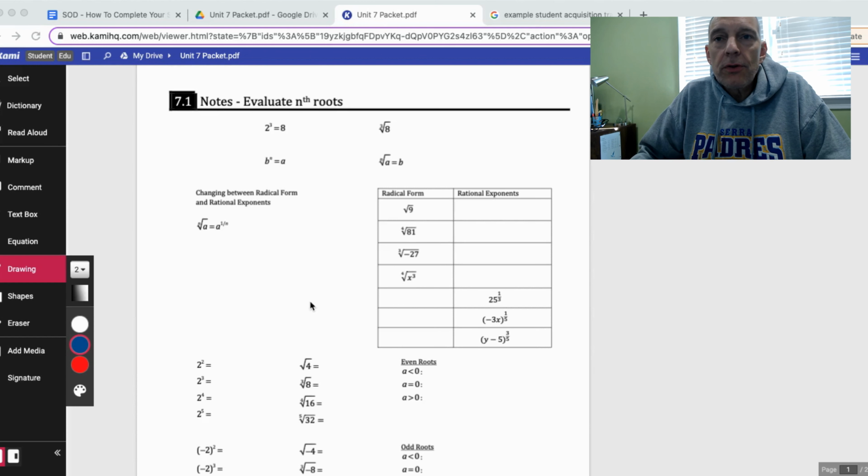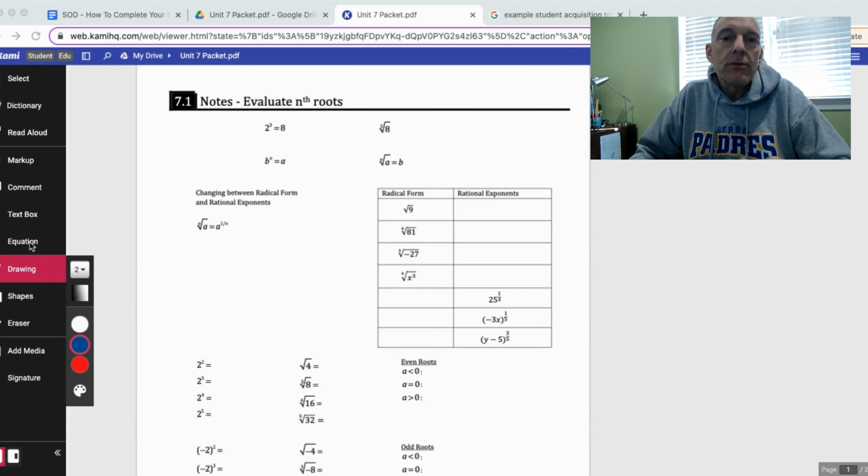All I wanted to share with you here is very simply that you can easily move between radicals and exponents by looking at how the power or the exponent is set up.